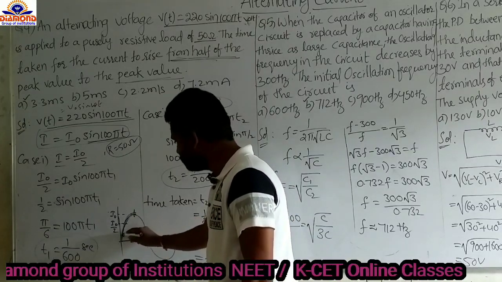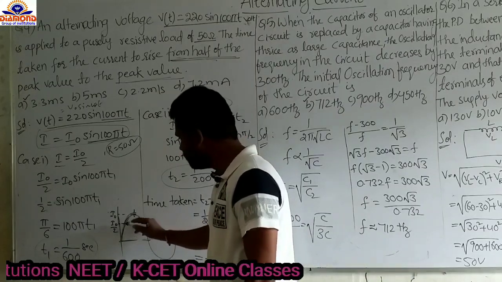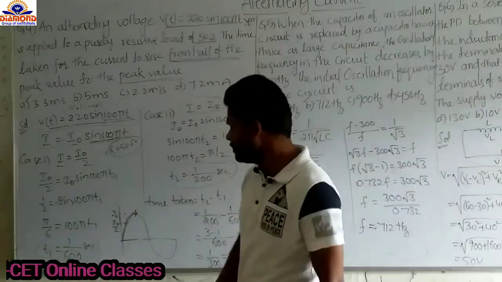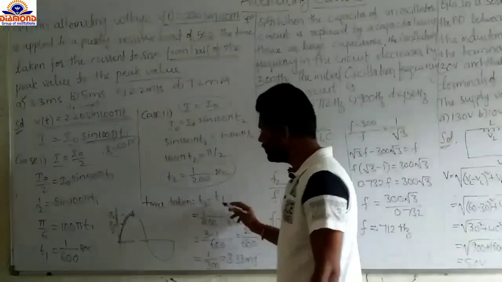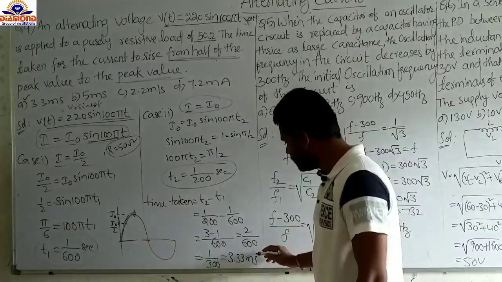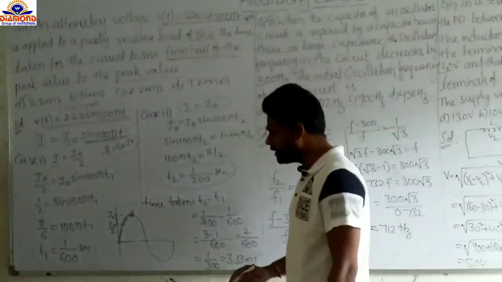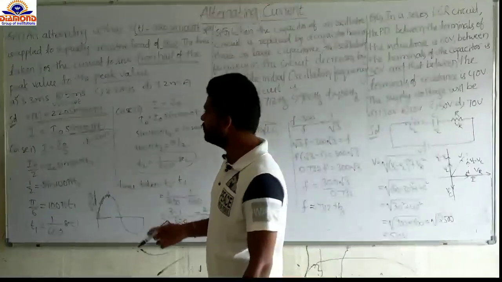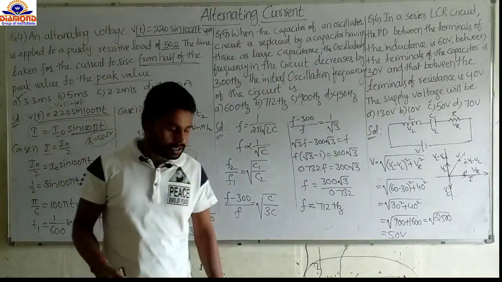So initial to the peak is t2, initial to the half value is t1, then if we do t2 minus t1, we will get this value. Okay? So now the time taken from the half of the peak value to the peak value is nothing but t2 minus t1, 1 by 200 minus 1 by 600. Simplify, we will get the answer 3.3 milliseconds. The current rises from half of the peak value to the peak value in 3.3 milliseconds. Option A is the right answer.